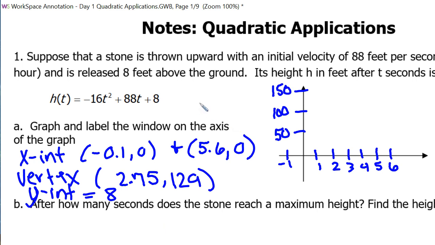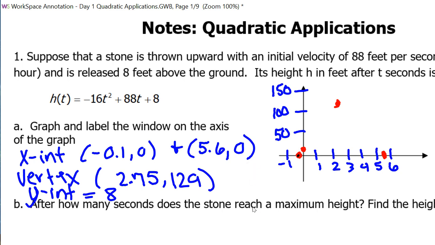So our x-intercepts are at negative 0.1, which is right there by the origin, 5.6, and our y-intercept is at 8. And the vertex is at 2 3/4, all the way up to 129. And since the A value is negative, it's going to open downward. Now, typically with quadratics, we put the arrow showing it would keep going downward. But is that the case for this problem? No, because will it go below the ground?